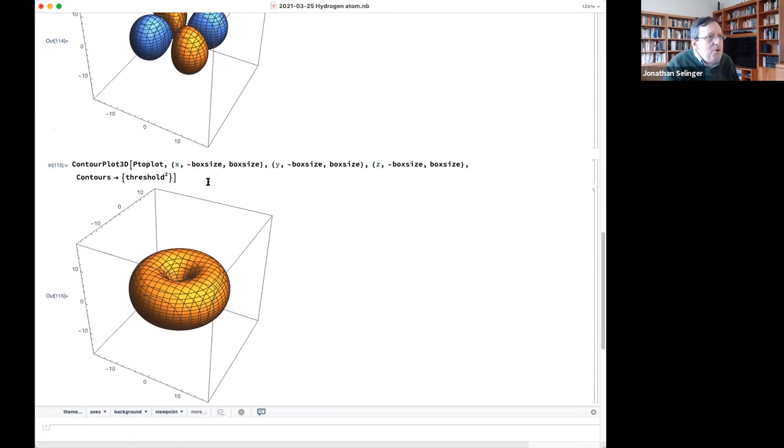So I will post this Mathematica file on the Google Drive, and any of you who have Mathematica can download and practice with it and try putting in different numbers.